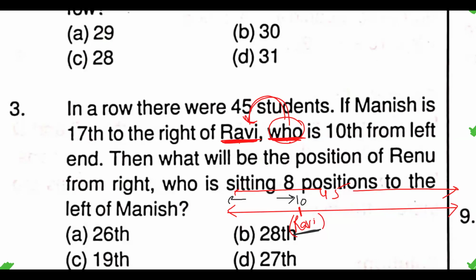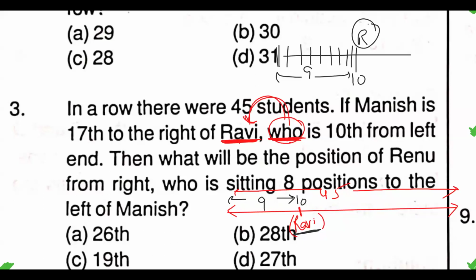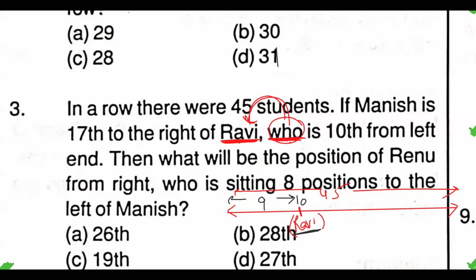Yes, correct. See, Sanaya, I'm just asking that if this is a row and if Ravi is 10th from the left end, that means before Ravi there must be 9, na? 1, 2, 3, 4, 5, 6, 7, 8, 9, and then only the 10th position will come to Ravi. Isn't it? Correct, Sanaya? Got it? The first condition we have drawn. Yes, ma'am. Then what is given?